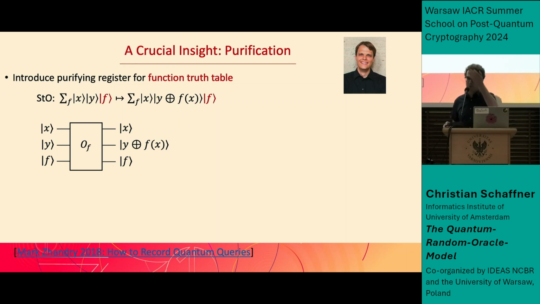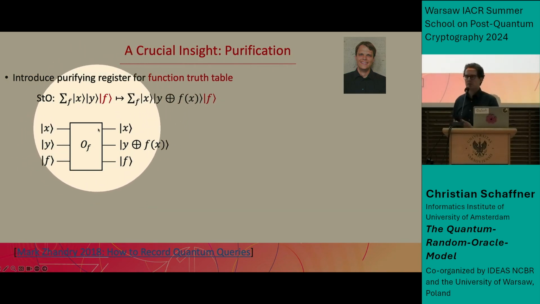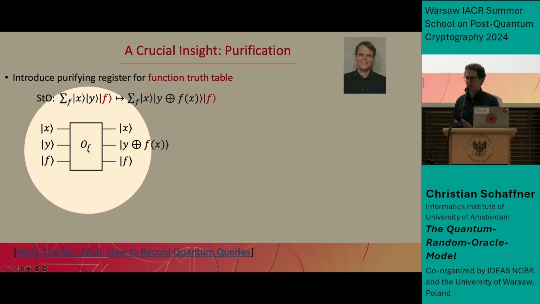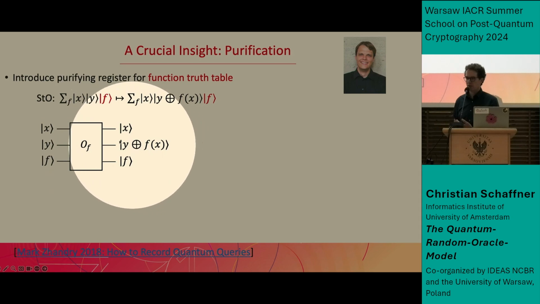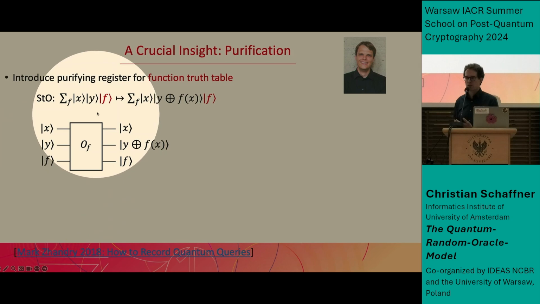And we were all banging our heads. Why didn't we think of that earlier? You could just introduce a function register. So if you have this standard oracle where you evaluate a random function, you can introduce the randomness of this function as just having an additional register, and then sum over all possible functions.